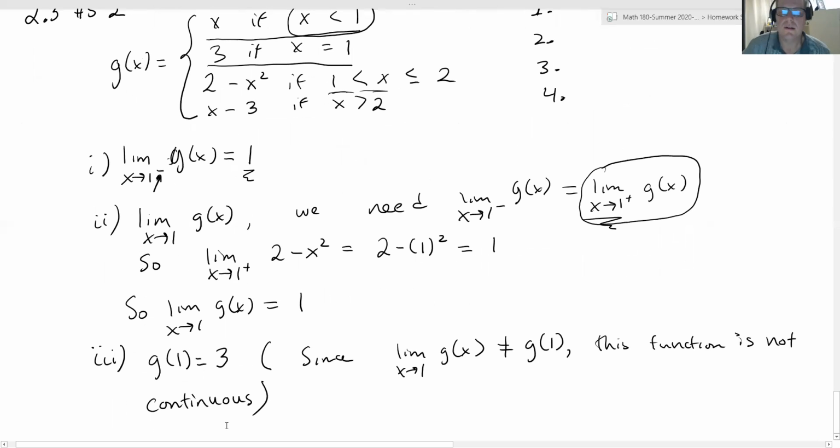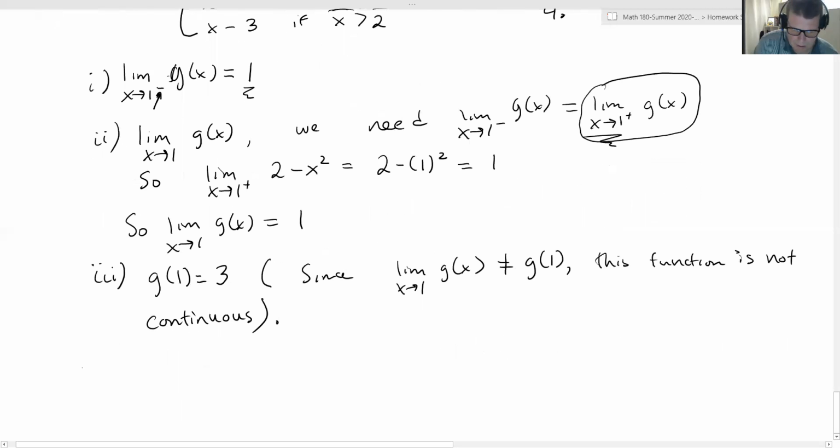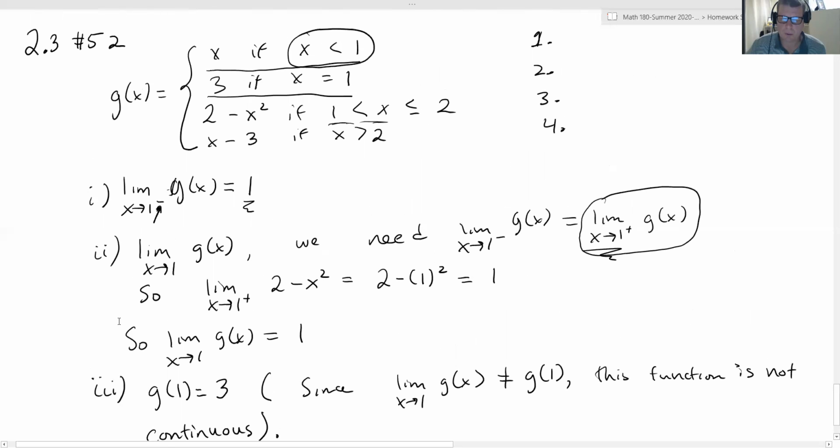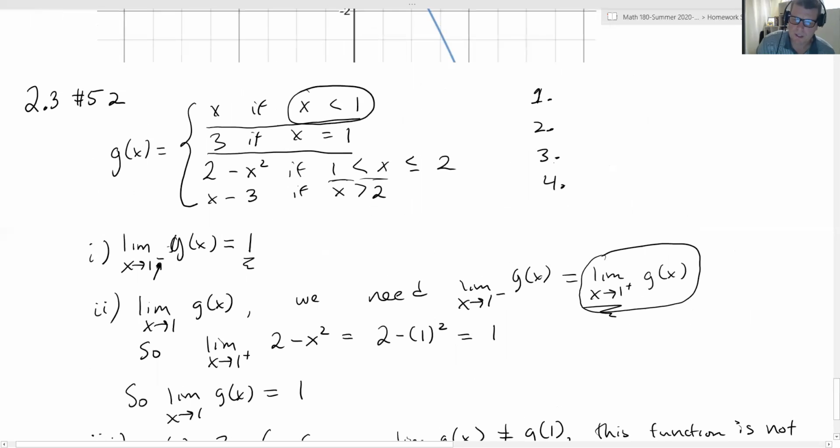Okay? So that's actually how we say, okay, that's not a continuous function. All right? Let's look at 4. All right, the limit as x approaches 2 negative. Let's see what we've got here. So which one of these parts of the function, 1, 2, 3, or 4, is going to be used for the limit as x approaches 2 negative?